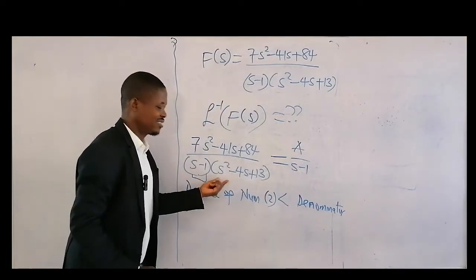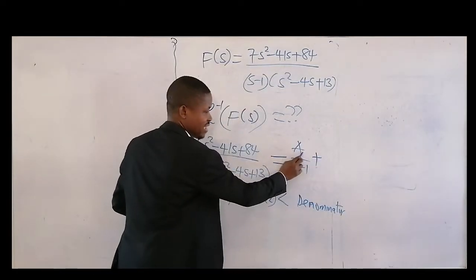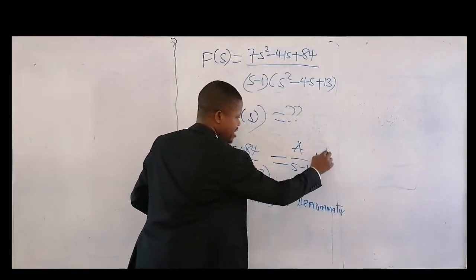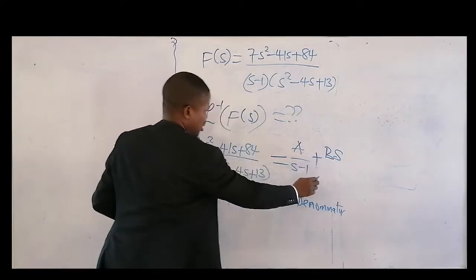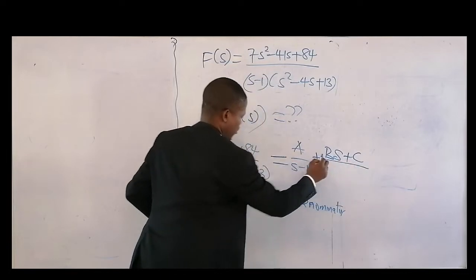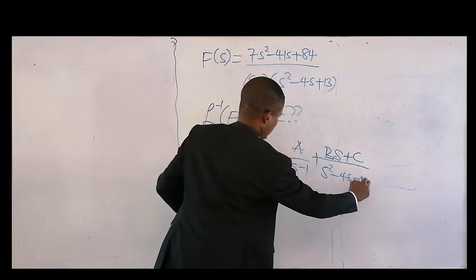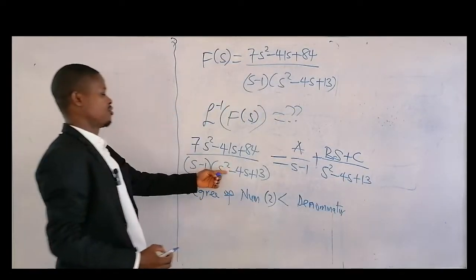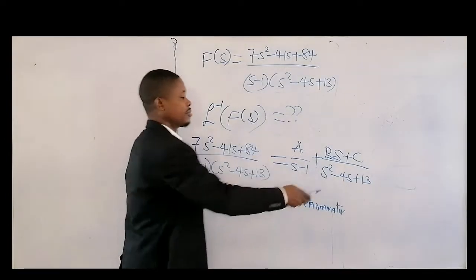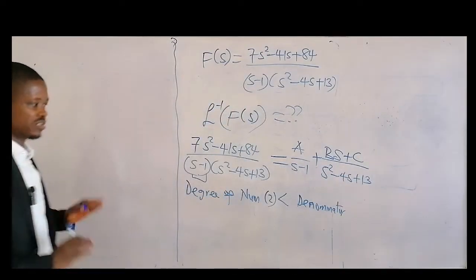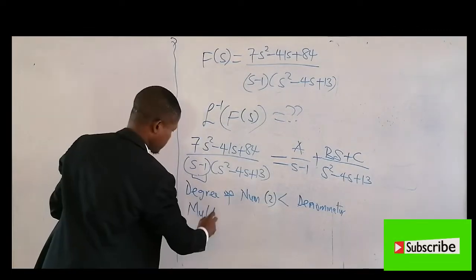The second one is not linear. So in that case, the second constant will be B, with attachment to your function x, then plus C, all over x squared minus 4x plus 13. So if you have a quadratic expression, it's going to be Bx plus the next constant. So that's just how to do that partial fraction.